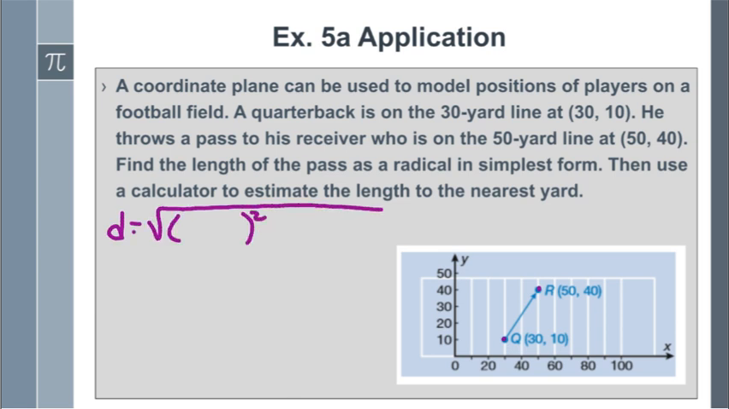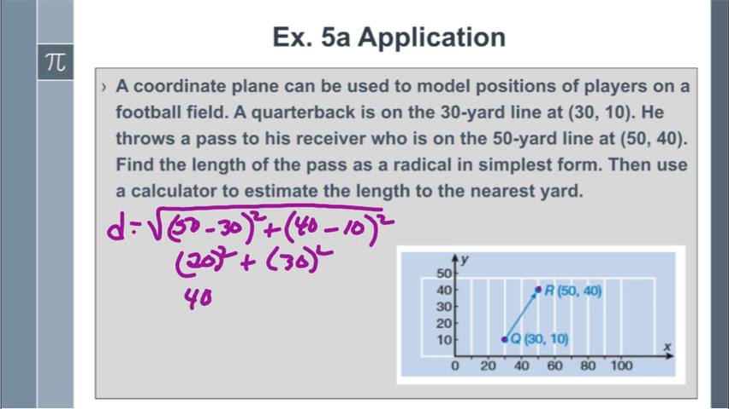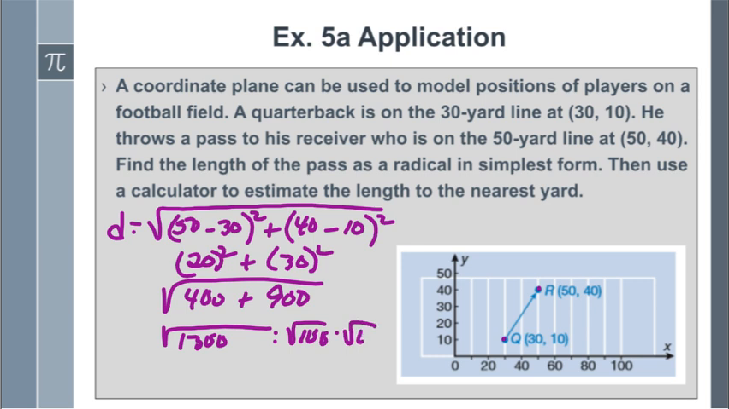Take our two x's. The difference between the two x's is squared. Add that to the difference of our two y's squared. So I have my x's, 50 minus 30, and I have my y's, which is 40 minus 10. 50 minus 30 is 20. So 20 squared plus 40 minus 10 is 30, 30 squared. So we have 400 plus 900. That would give us the square root of 1300. If I break that apart, this would be the square root of 100 times the square root of 13. The square root of 100 is 10, times the square root of 13. That would be the distance in simplest radical form.